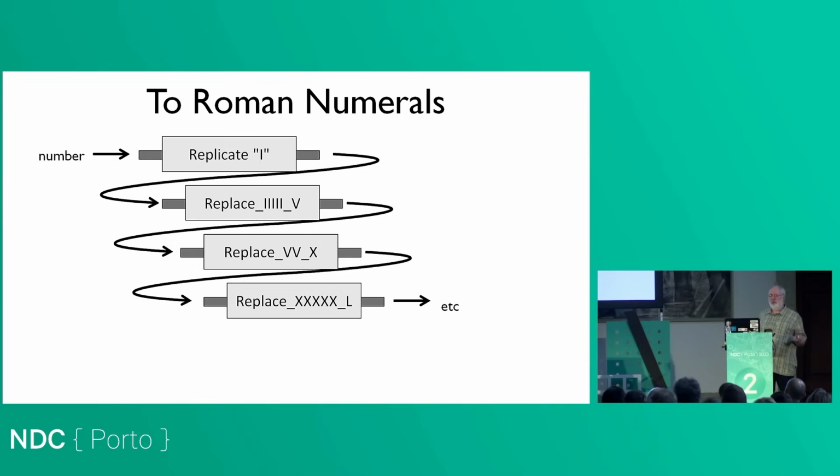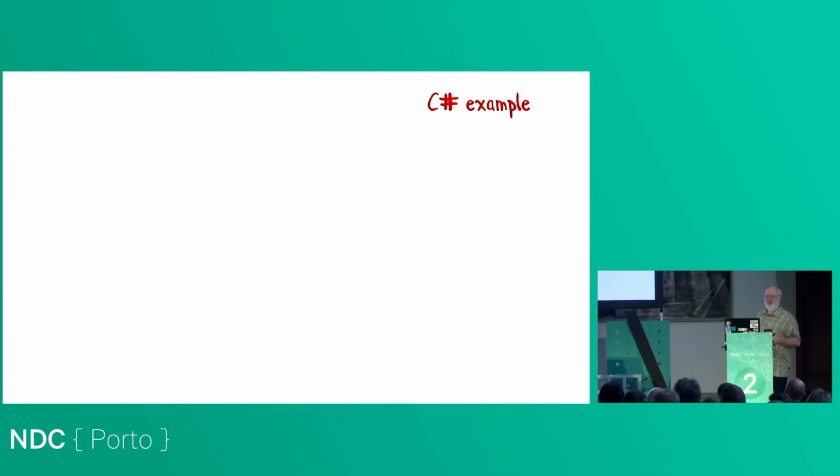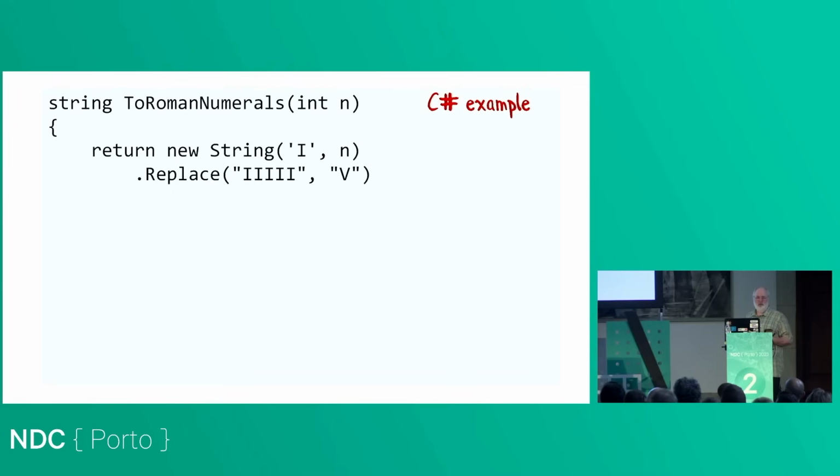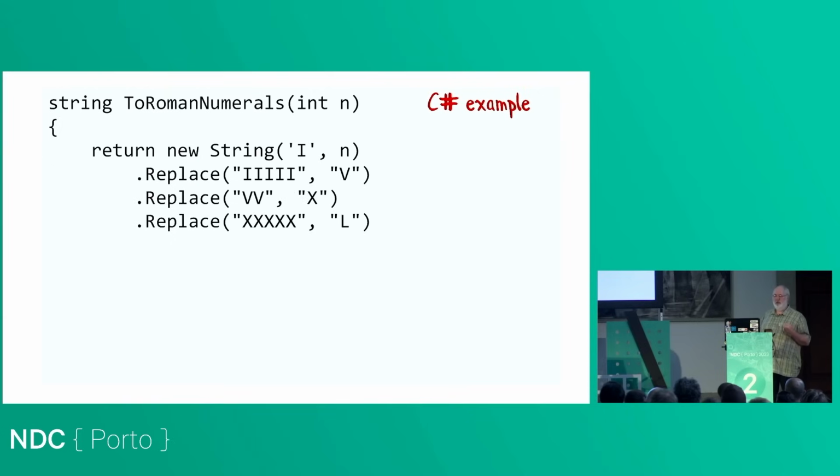This is an algorithm you probably wouldn't come up with if you weren't thinking about pipelines. You probably have some sort of for loop, right? So here's the C# code. I make a string with n copies of it, and I do a replace, and a replace, and a replace, and a replace.